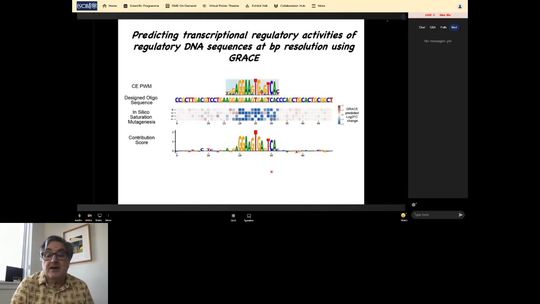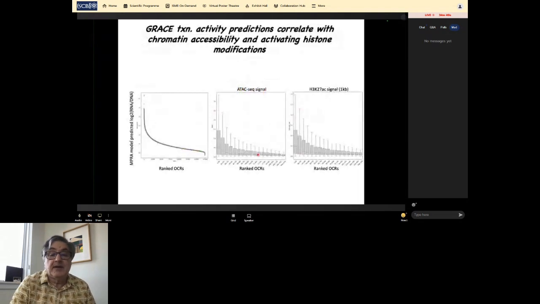So this is, I should emphasize, predicted by GRACE, whereas this is, of course, the statistically enriched sequences in the gene. And I think you could see that GRACE does a very good job in terms of being able to learn at base pair resolution which of these positions are particularly critical for accounting for the activity that we measure.